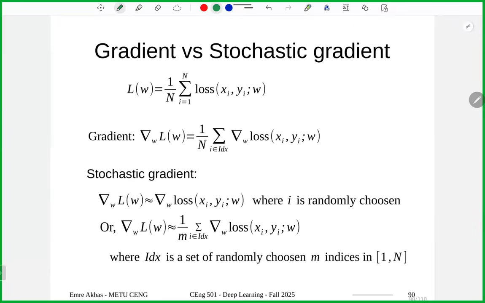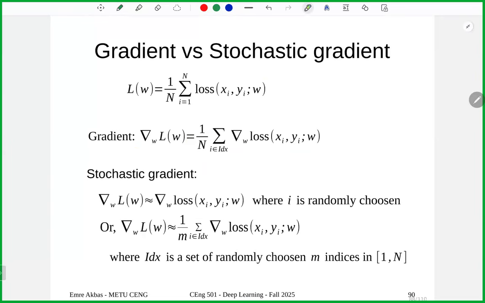In a nutshell, gradient versus stochastic gradient, the difference between them is very simple, easy to understand. Here is our loss function, L. If we calculate its gradient, it's this, right? It's again 1 over n summation, derivative of loss with respect to W. And this is the whole gradient that is calculated over the whole data set and examples.